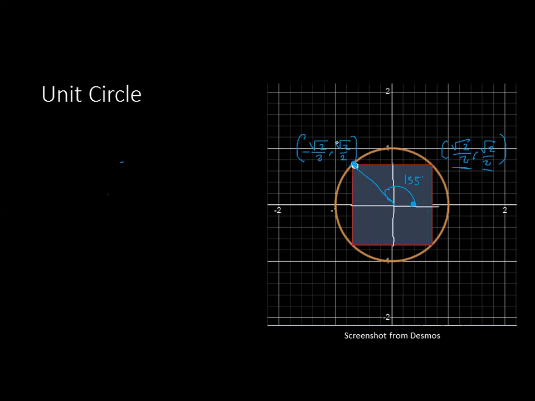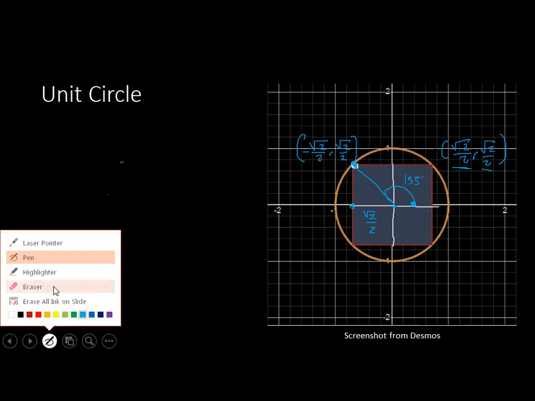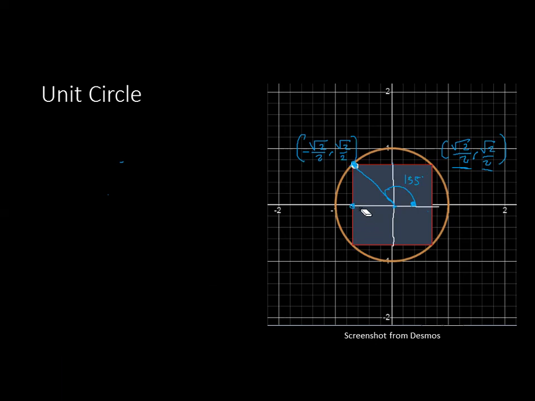Why negative square root of 2? Because here, if you get the distance between the origin and here, the answer is still square root of 2 all over 2, right? But since it goes to the left, the left part should be negative. This should be the only negative.